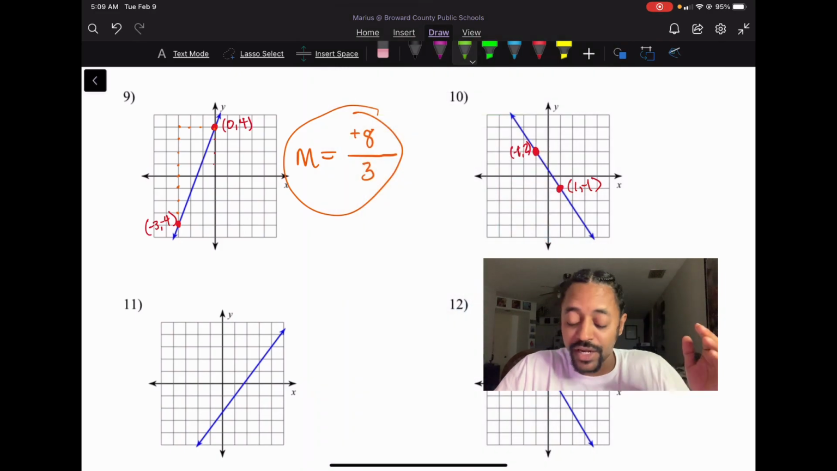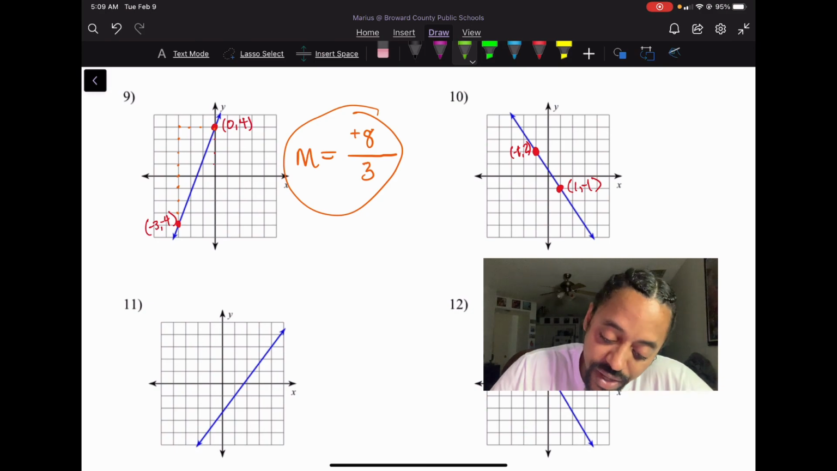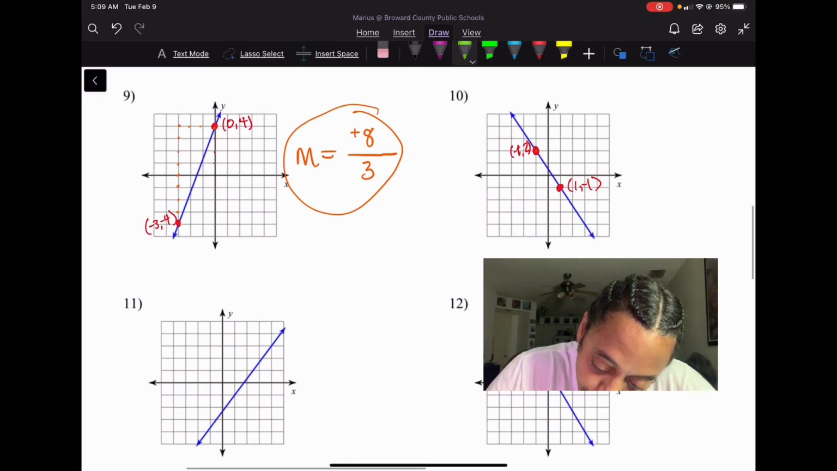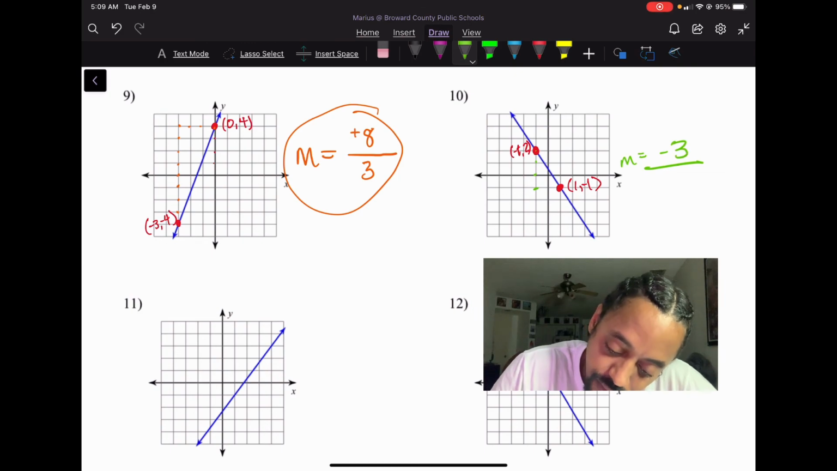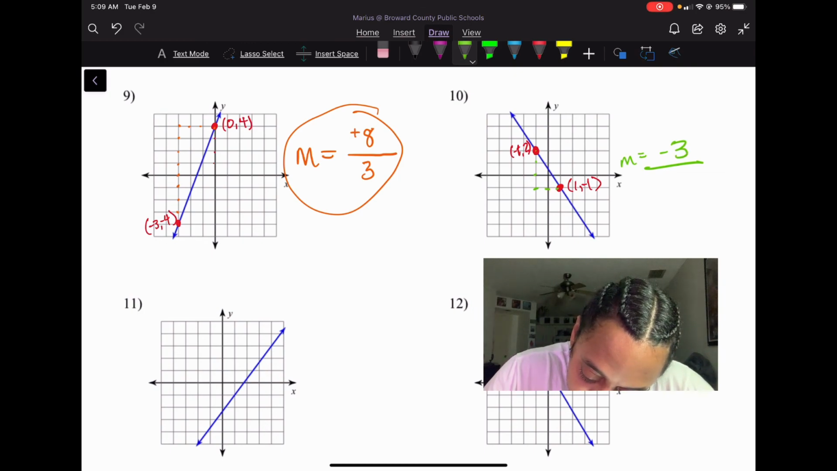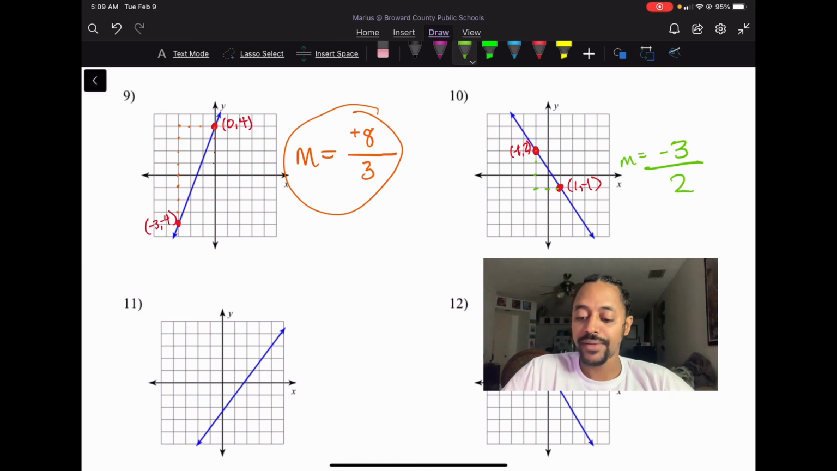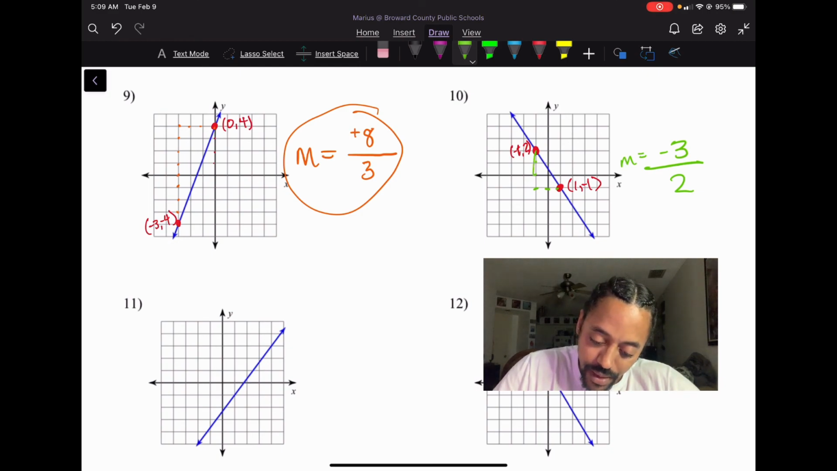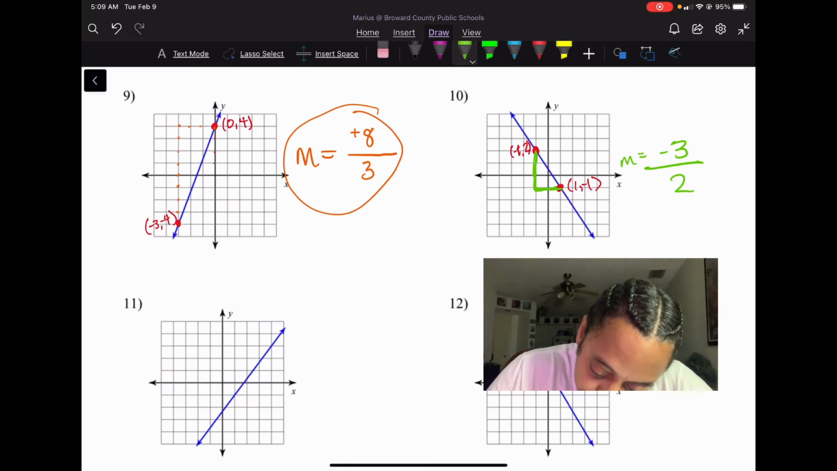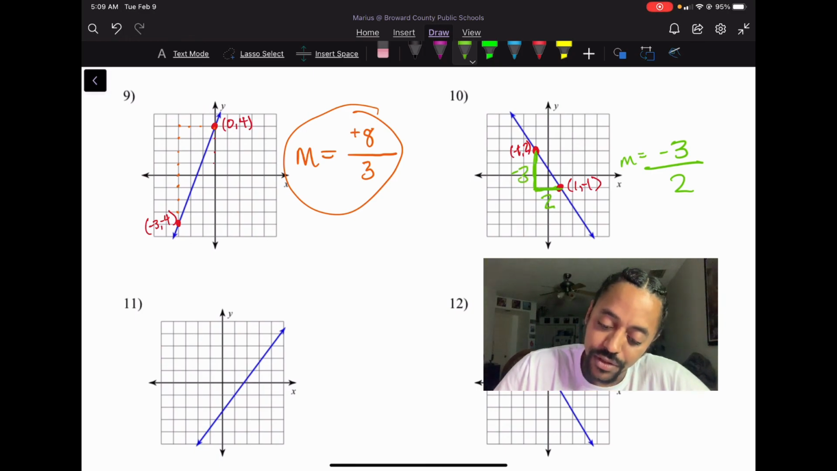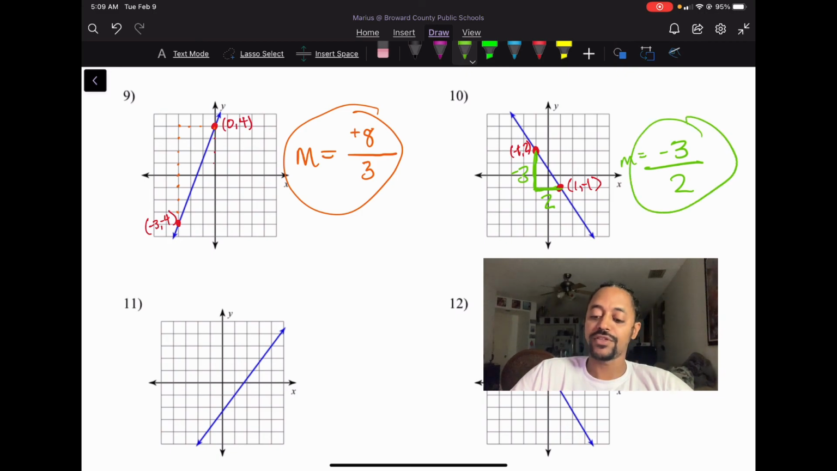Now we want to figure out how many units we actually need to count. So starting on the left and moving to the right, we have to go down first. So 1, 2, 3. So we went down 3. M equals negative 3. And then how many units to the right? 1, 2. 2 units to the right. And sometimes it helps to draw a triangle like this, because you can see there's down 3, and right 2. So our slope is negative 3 over 2.